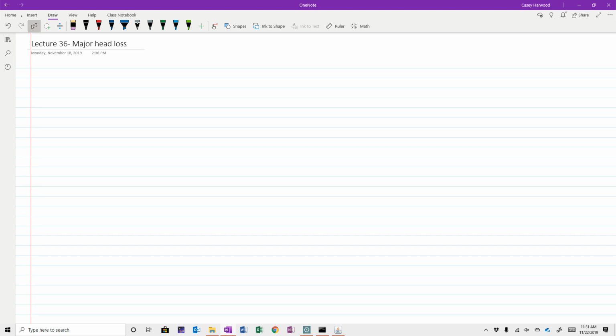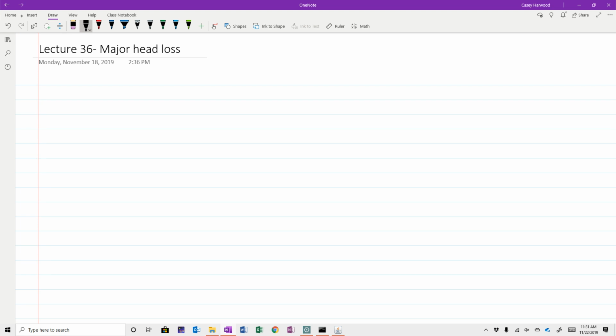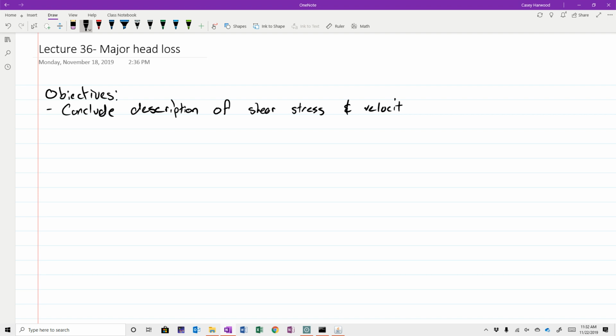First, though, I want to wrap up what we were discussing in the previous lecture on Monday, dealing with turbulent velocity distribution. So we're going to try to keep today manageable through 3 objectives. First, we're going to conclude the description of shear stress and velocity distributions in turbulent flow.